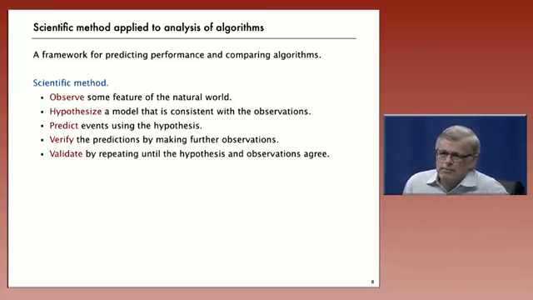Then we're going to develop a hypothesis, some model that's consistent with the observations. And we're going to hope that hypothesis is good enough that it'll allow us to predict something, usually the running time for a larger problem size or on a different computer. Then we'll verify the predictions by making more observations and validate until we're comfortable that our model, hypothesis, and observations all agree. That's a way to get comfort that we understand the performance of our programs.